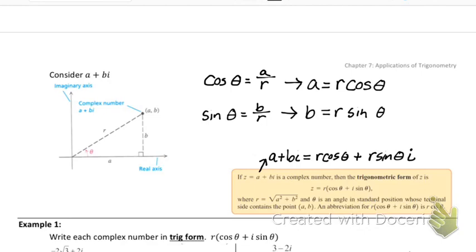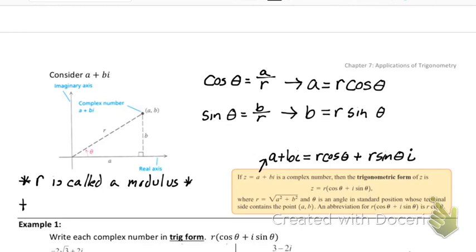Something a little more new is just some terminology. Our r, which is our length, is our absolute value in the book, and sometimes it is called our modulus. Sounds like a disease. It is called a modulus. I want to make sure I spelled it correctly.